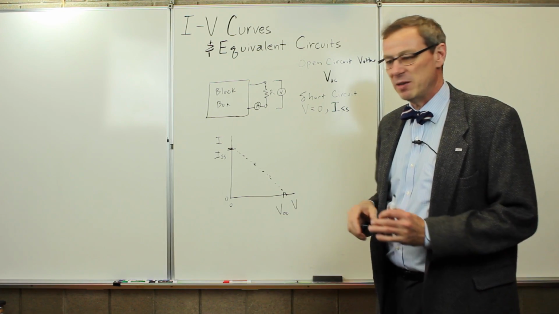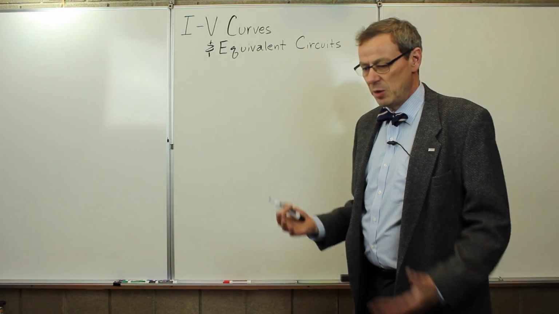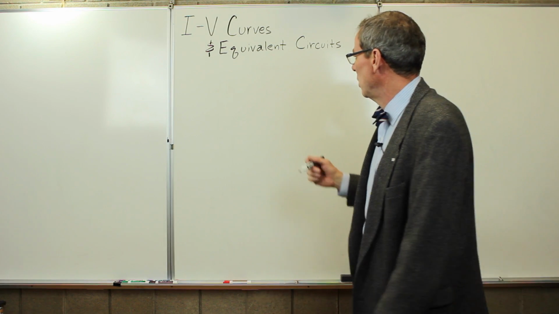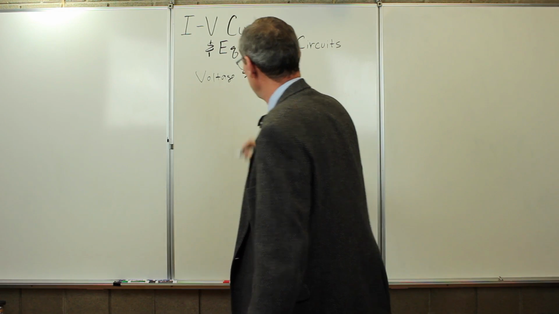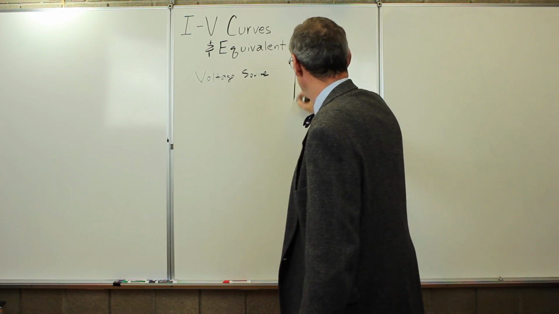And that's what we're going to talk about next. So when we're talking about equivalent circuits, there's two special circuits that are important. One of them is a voltage source, or an ideal voltage source. And an ideal voltage source delivers the same voltage no matter what the current is.